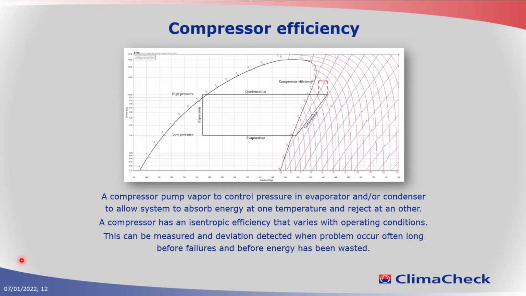I already touched on this, mentioned it, compressor efficiency. Of course, the compressor pumps vapor and keeps the pressure difference between the evaporation and the condensing. The compressor efficiency differs with different operating conditions. So if you're measuring your system in the summer or in the winter, or at different loads, basically different operating conditions, your compressor efficiency will differ.